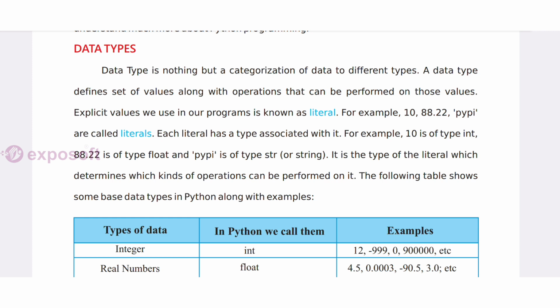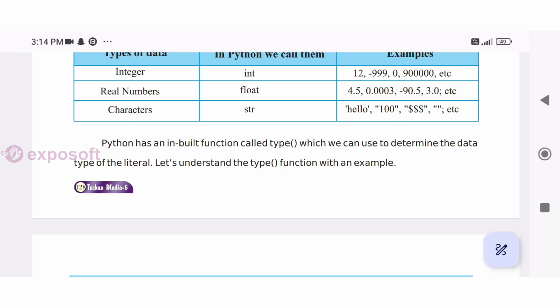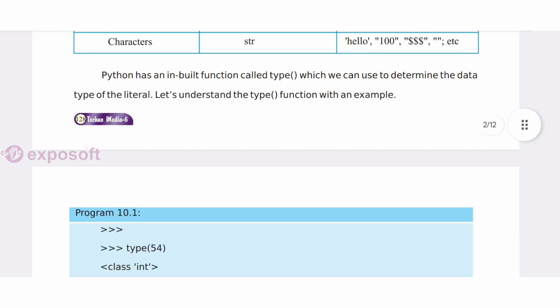A data type defines a set of values along with operations that can be performed on those values. For representing integers in Python, we call them int. For real numbers, Python calls them float, and for characters we represent them as str or string. Python has an inbuilt function called type, which we can use to determine the data type of the literal.